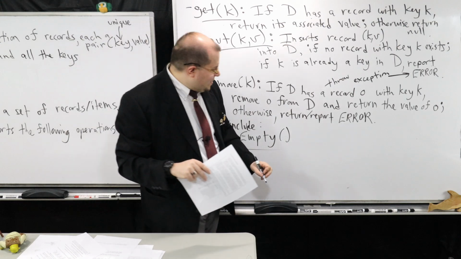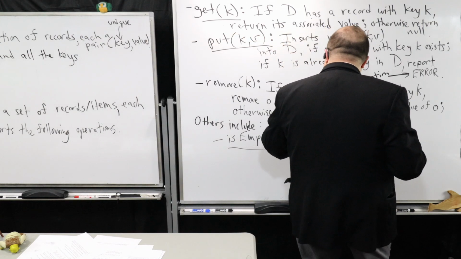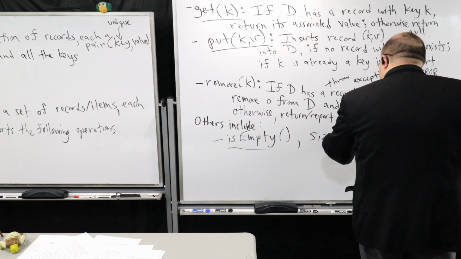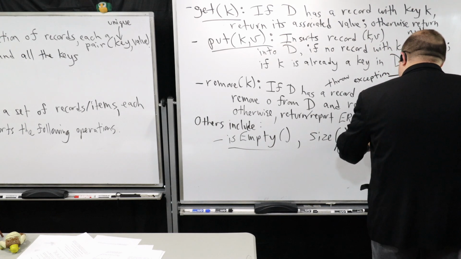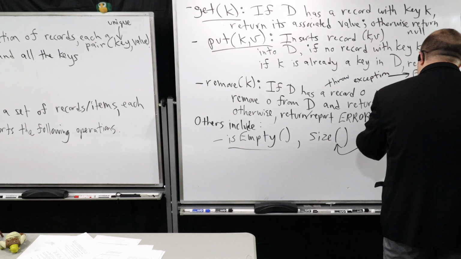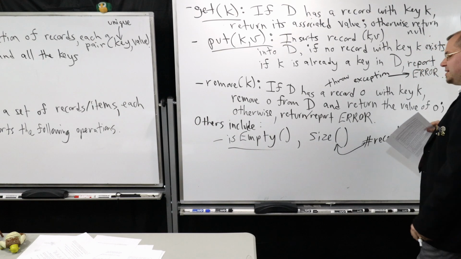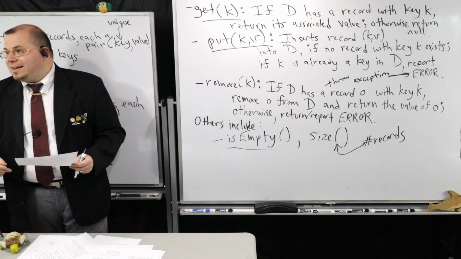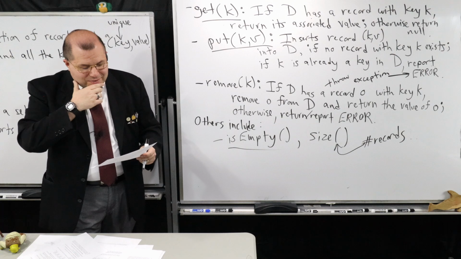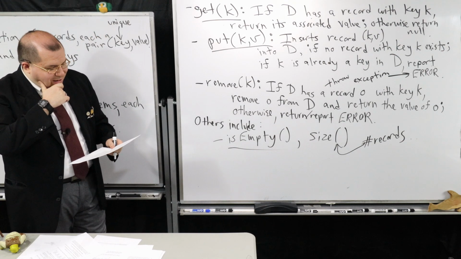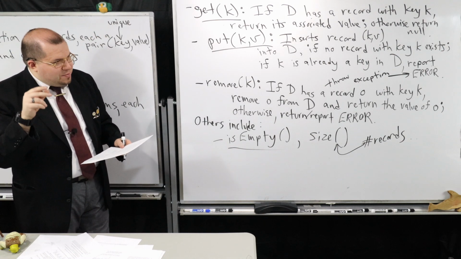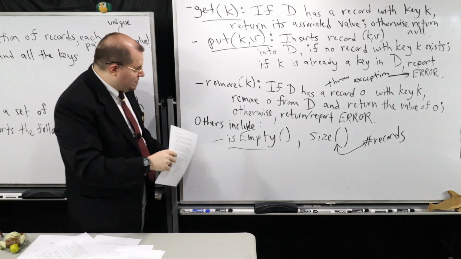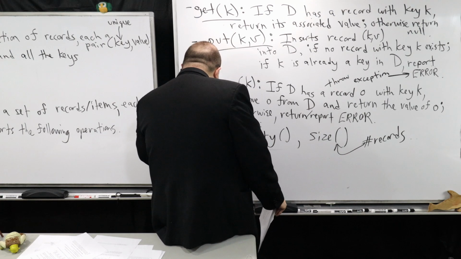And that's it. There's another one, size. Again, it's just the number of records. So it just returns the number of records. Yes, exactly, very good. Like I said, there are some optional operations that involve iterators. If you're curious about iterators, I have some discussion about this in the notes, but I will not assess you on it.